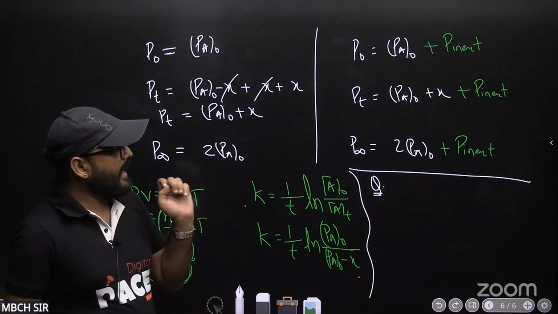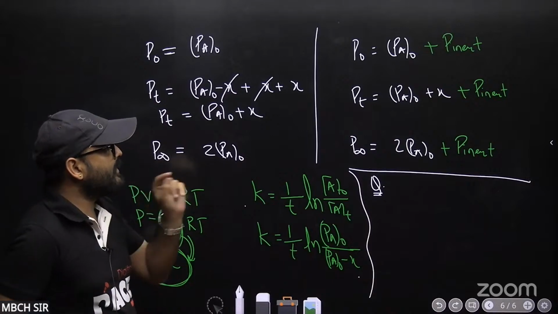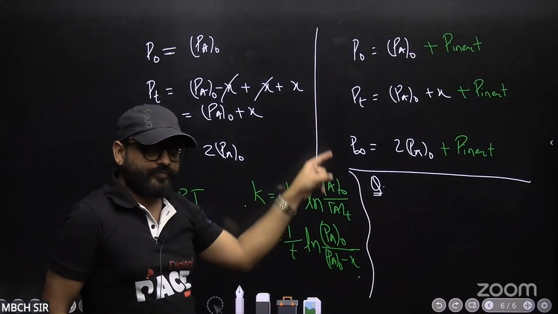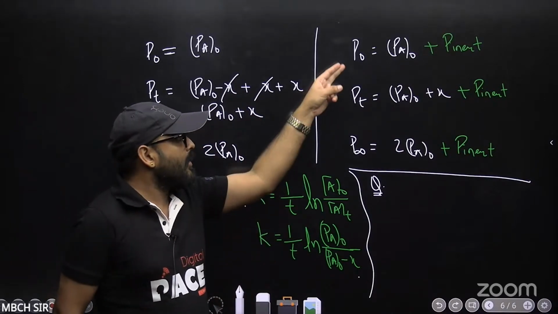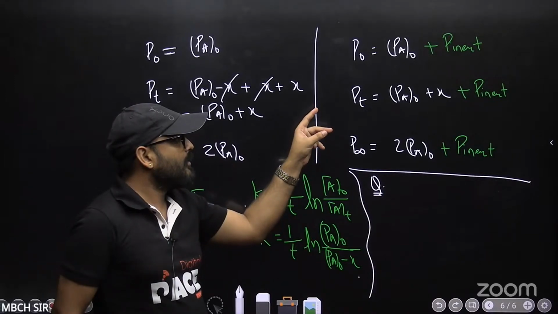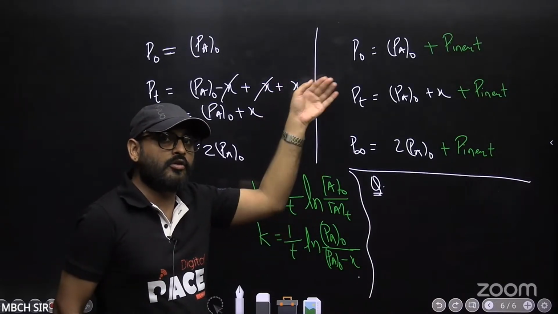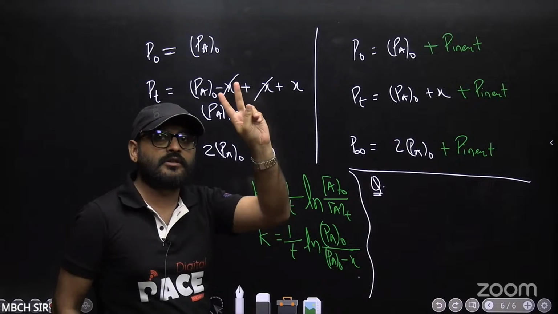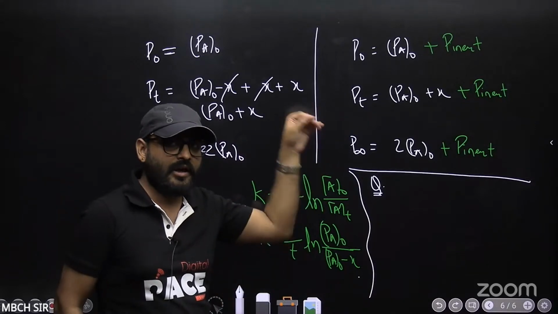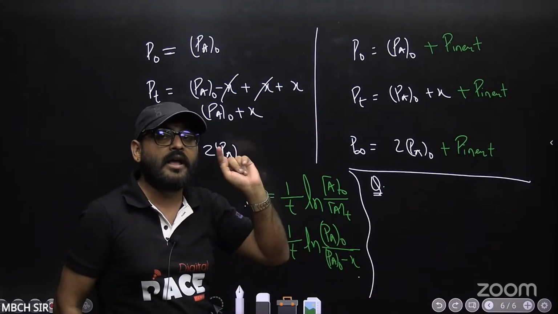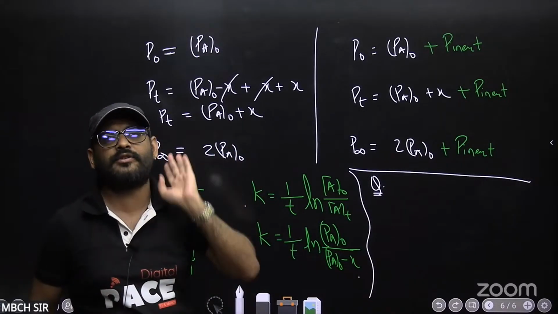And one more extra piece of information. If only two data are given, among these three, along with PT, either P naught or P infinite is given, so only one of P naught and P infinite is given, and P inert is not given, then you will assume P inert as 0.